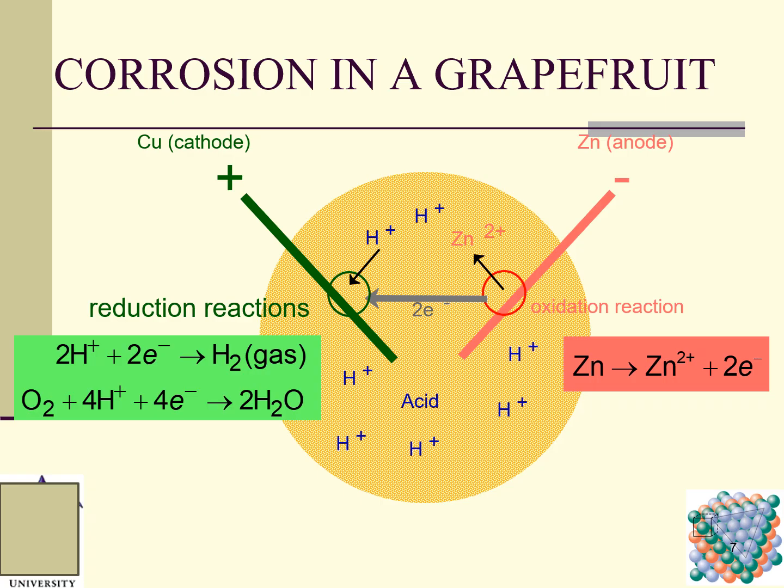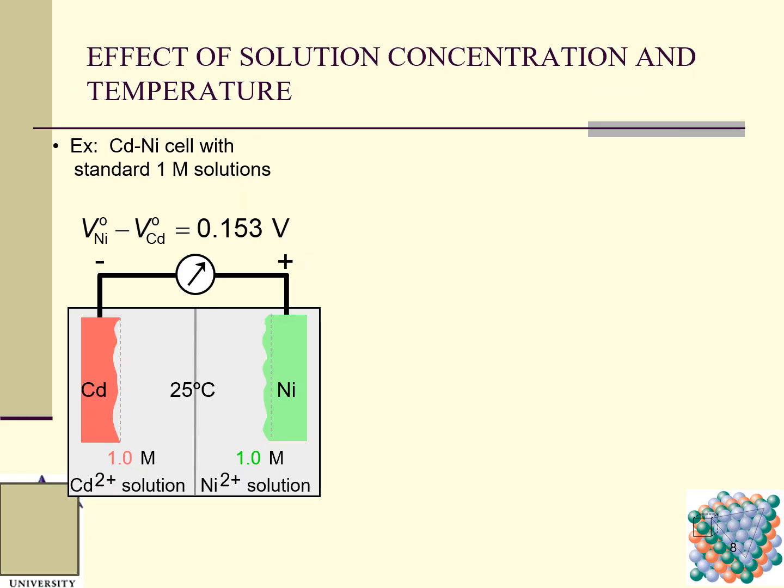So here it captures oxygen and hydrogen ions. They capture 4 free electrons, then become 2 water molecules. So this is Zn, and here is the corrosion. The Zn atoms give up 2 free electrons and then become ions. So this Zn provides the free electrons. So this is hydrogen ions here in acid.